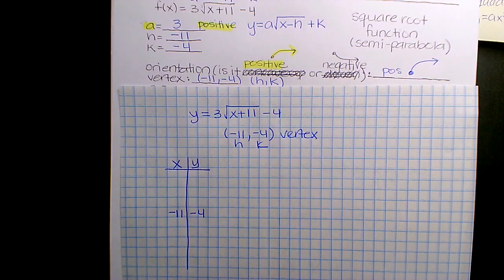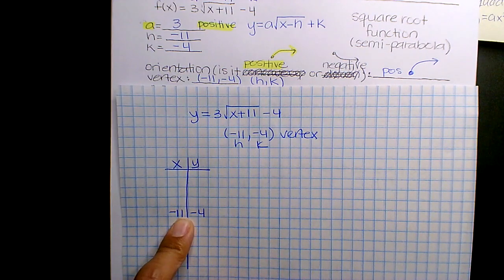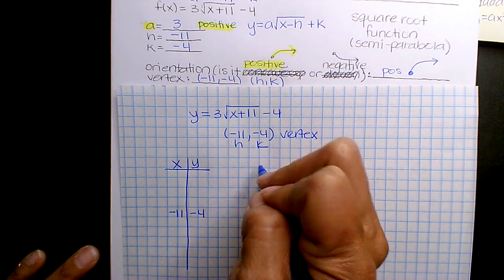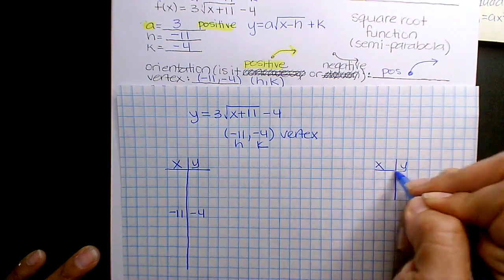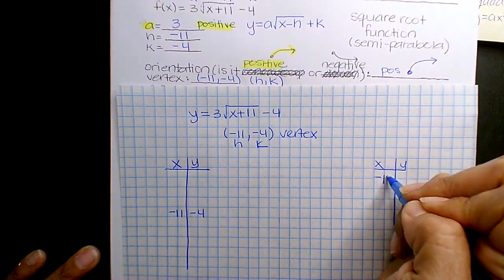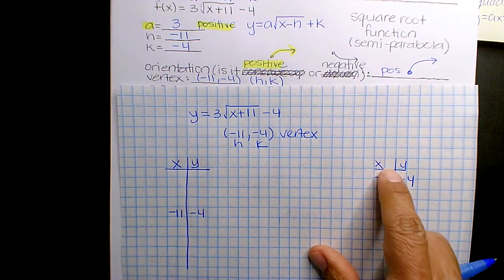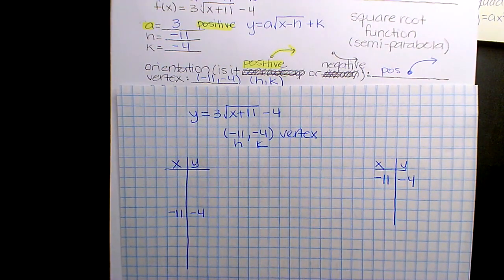All right, your vertex is -11, -4, because you go opposite H, follow K, right? So you get -11, -4. You will put it here. Now, if you know what you're doing, your XY table would start just at -11, -4. You wouldn't have anything above because you know you're going to get rejected.